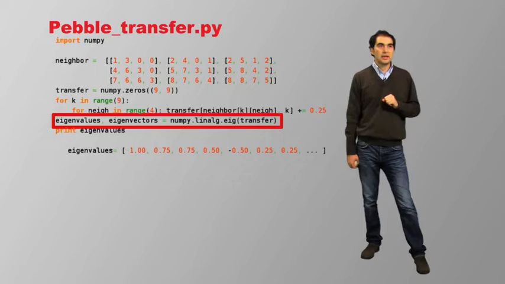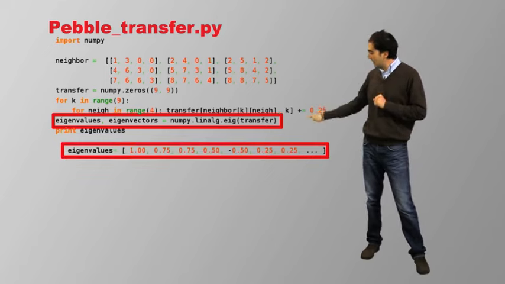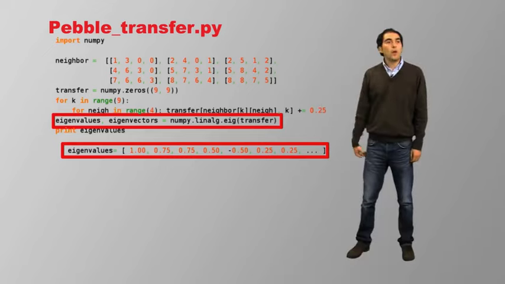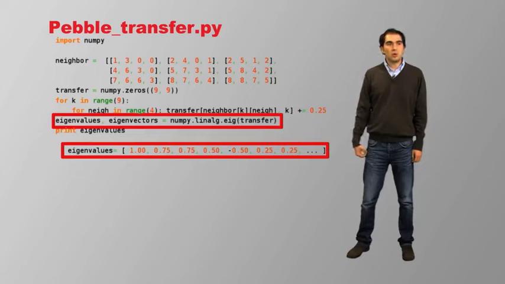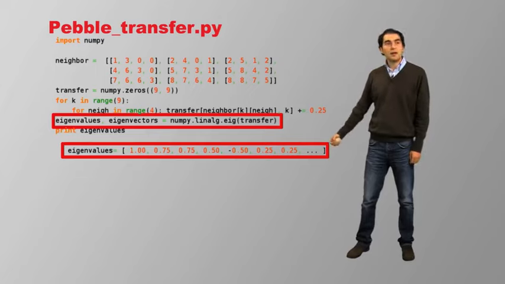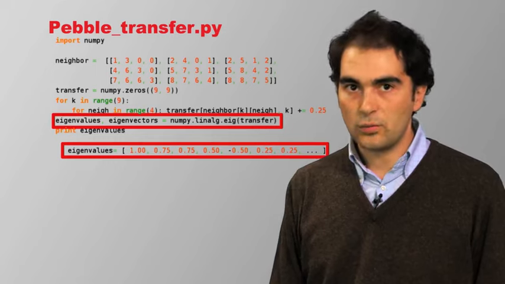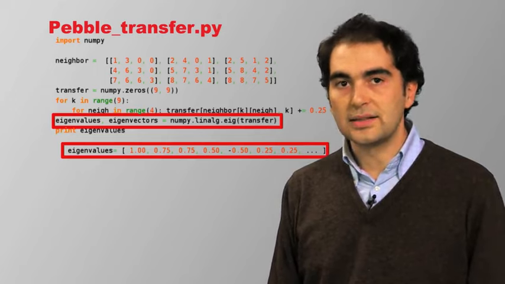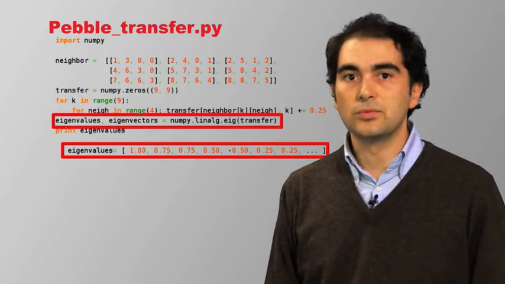Eigenvalues and eigenvectors can be computed in one line in Python, and this is the modified program transfer.py and the 9 eigenvalues of the transfer matrix. We see that 1 is the largest eigenvalue. The second largest eigenvalue is 0.75. Then we have 0.5 and minus 0.5. We have already understood that the eigenvalue 1 is associated with the equilibrium eigenvector. Now we will study what the other eigenvalues, and in particular 0.75, are good for.